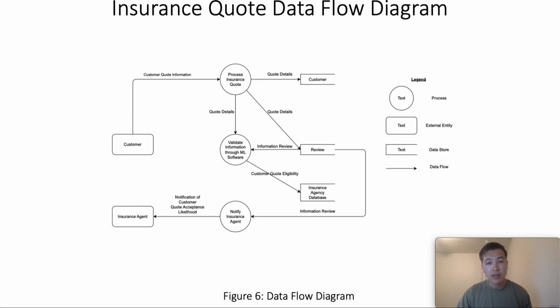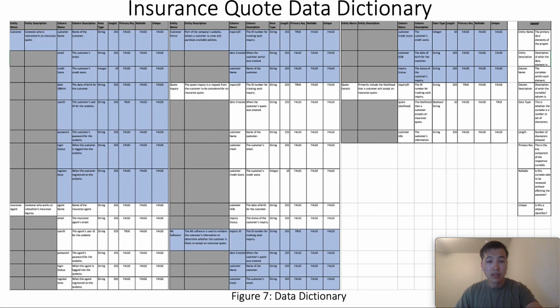The data flow diagram illustrates how the collected data moves from the customer to the system and finally to the insurance agent. This diagram shows the processes and subprocesses involved, as well as inputs and outputs of the data. As you can see, the quote details flow to the customer and review data stores, as well as to the machine learning software for validation. Once the information is reviewed, the insurance agent is notified of quote acceptance likelihood so that the agent can compete for the customer's business. Finally, the data dictionary connects the respective objects, elements, and variables together by similar descriptions, which communicates the content of the data to applicable stakeholders.